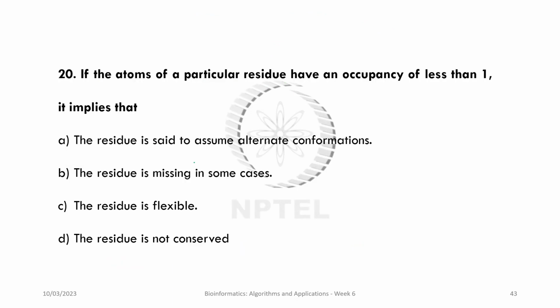Question 20. If the atoms of a particular residue have an occupancy of less than 1, it implies that option A, the residue is said to assume alternate conformations. B, the residue is missing in some cases. C, the residue is flexible. And D, the residue is not conserved.